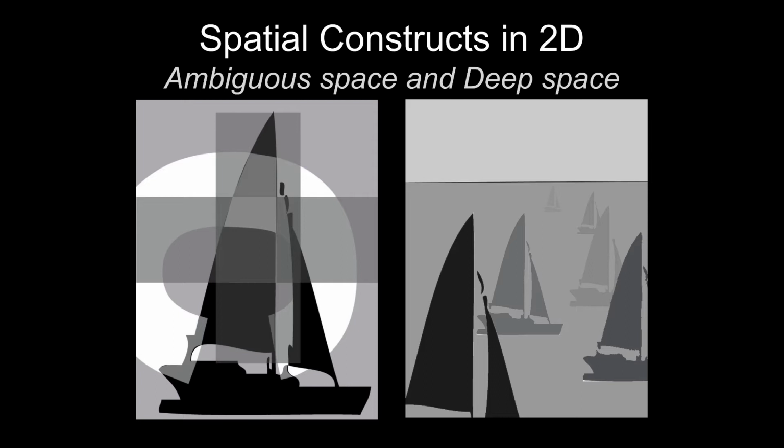We'll go over this again. This is an example of ambiguous space where there's no apparent foreground, middle ground, background. And then this is an example of deep space where we have a very obvious foreground, middle ground, and background.